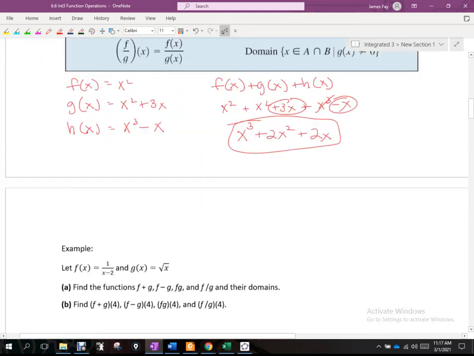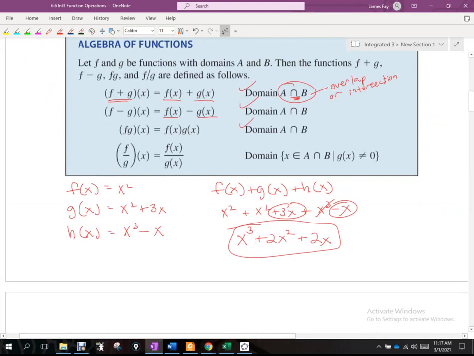Okay. Why do I talk about that? If you remember on Thursday, we were talking about domains of functions. And we want to make sure that when we are done with adding, subtracting, multiplying, and dividing functions, we know what can be put into those functions.